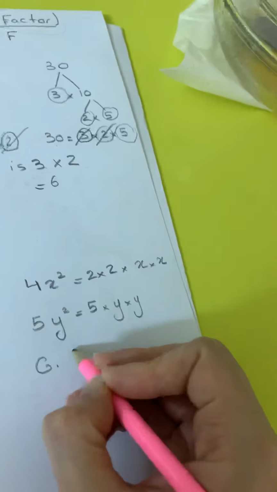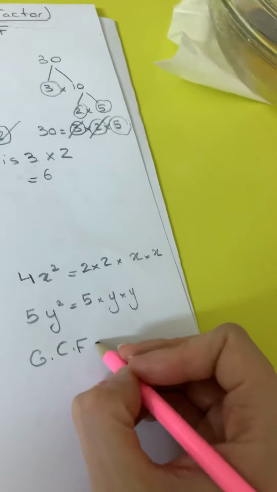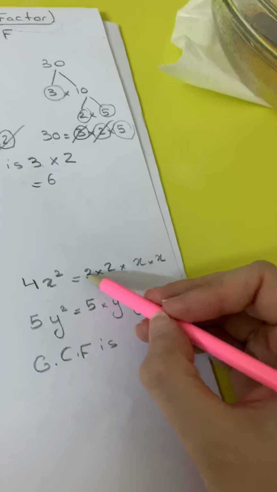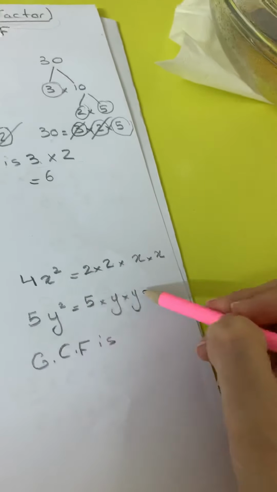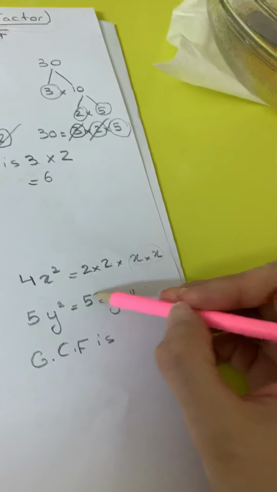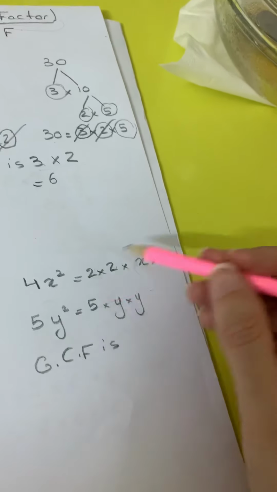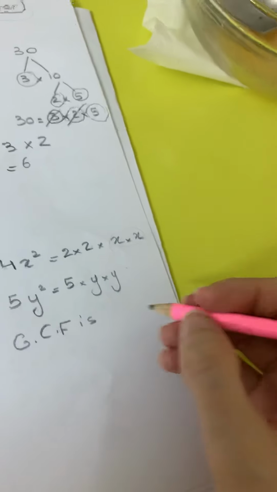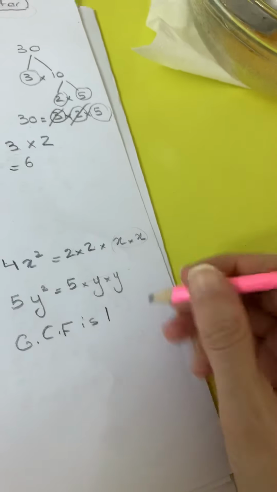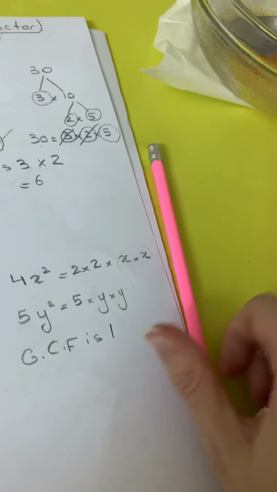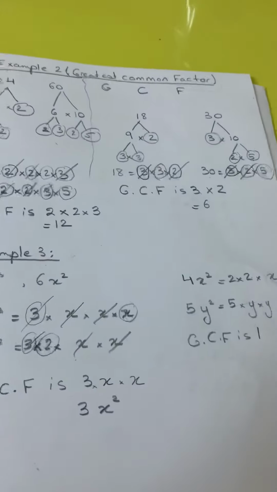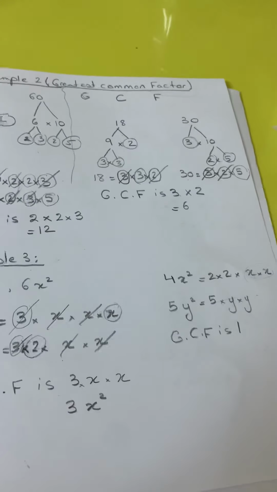Now if you want to write the GCF, you will see that there is nothing common. 2, there is no 2 here. 2, no 2. X, there is no x, and there is no y. There is nothing common between both of these. So you write that the GCF is 1. Okay, that's it. This is the lesson. I hope you understood and I hope you found it easy.